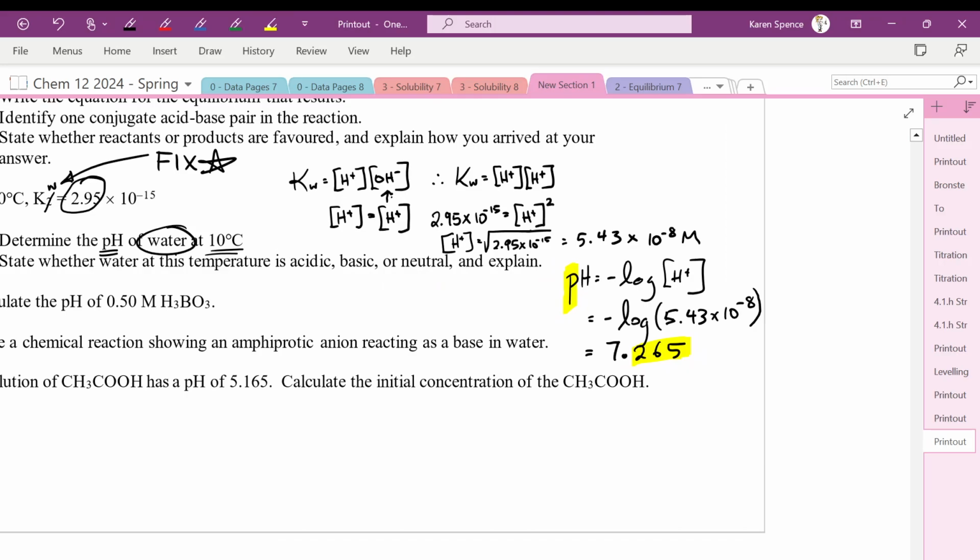Now, state whether water at this temperature is acidic, basic, or neutral, and explain. It is neutral because, damn it, it's water. Okay. No, but you could say that it is neutral because H and OH are the same. Yes? H plus equals OH minus. That's the definition of neutral, is that those two equal one another.